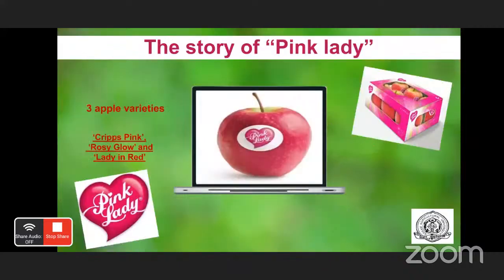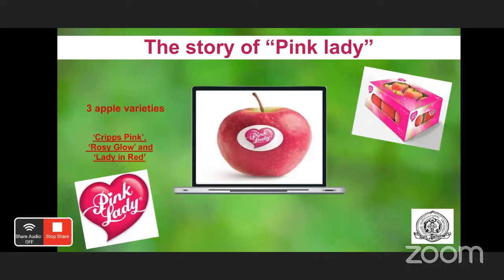Now, let us see the story of Pink Lady. Actually, Pink Lady is not a GI tag product. It is just a reputed and successful brand of apple from Australia. There are three apple varieties, that is Crisp Pink, then Rosy Glow, and Lady in Red. These are the three varieties which are sold under the brand name Pink Lady, and it is sold in more than 90 countries in the world, including India.